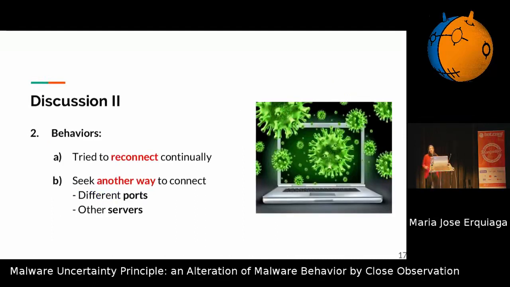So when this happened, new behaviors appeared. The first one was that the malware tried to reconnect constantly to the remote server, let's say every minute. And that was why it was generating a lot of traffic. The second behavior we observed is that the malware was seeking other ways to connect by looking for different ports on the same IP, for example 80 or 88, and it tried to connect to different servers, different IPs. So that was the change of the behavior of the malware.